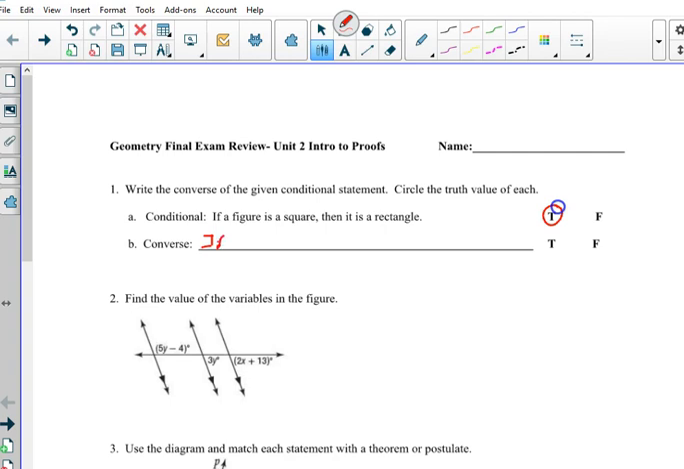So if a figure is a rectangle, then it's a square. And that is false, because here's a rectangle, and that's not a square.